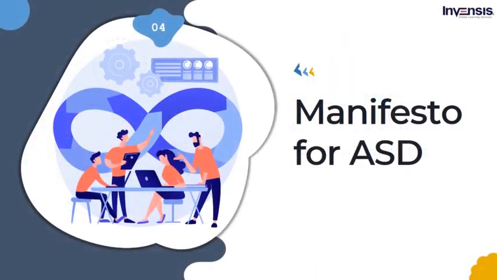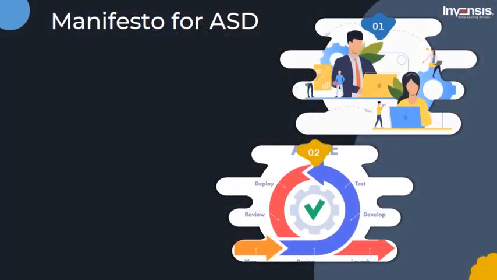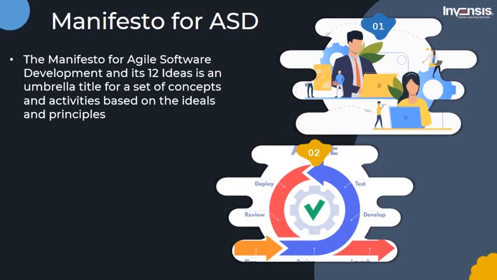So, let us now understand the Manifesto for Agile Software Development at a greater depth. Manifesto for Agile Software Development. The Manifesto for Agile Software Development and its 12 Ideas is an umbrella title for a set of concepts and activities based on the ideals and principles articulated in the Manifesto for Agile Software Development.